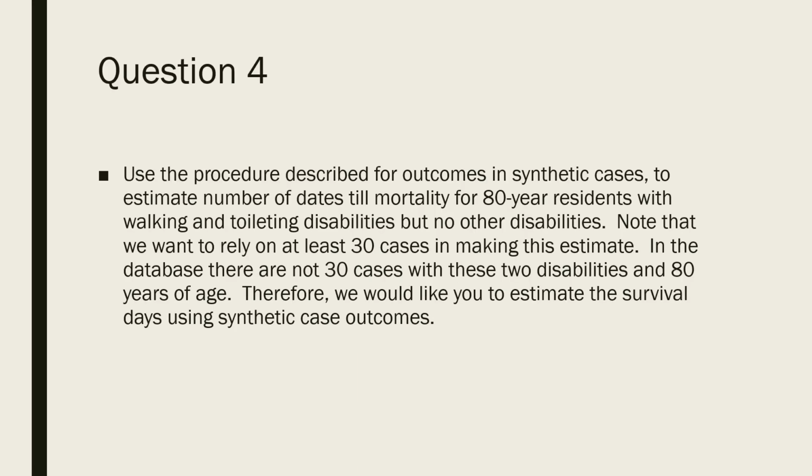So we will be doing question number 4. This question is not due for the homework assignment, but hopefully it will be useful in the final exam. The question asks us to use the procedure described for the outcomes in synthetic cases to estimate the number of days till mortality for 80-year residents with walking and toileting disabilities, but no other disabilities. Note that we want to rely on at least 30 cases in making this estimate. In the database, there are not 30 cases with these two disabilities and 80 years of age. Therefore, we would like you to estimate the survival days using synthetic case outcomes.